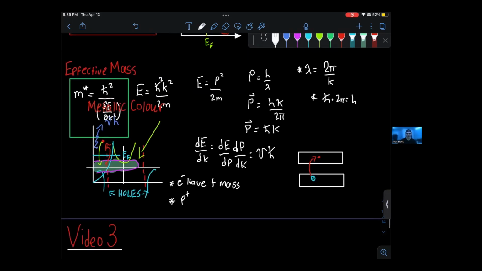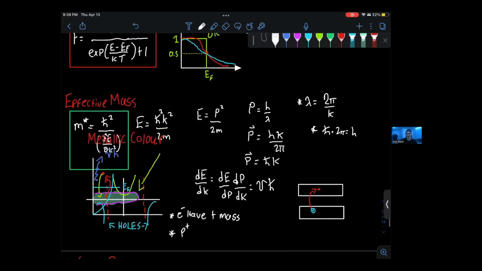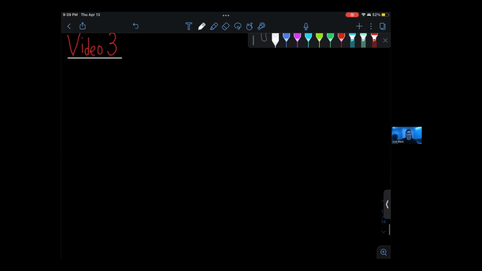We left off, I just moved everything up a little bit. We left off talking about the Fermi-Dirac function, effective mass, and metallic color. And now we're going to get right into conductivity. Now, all I'm going to say before we get right into things is that we're going to be going over three main models in this video.